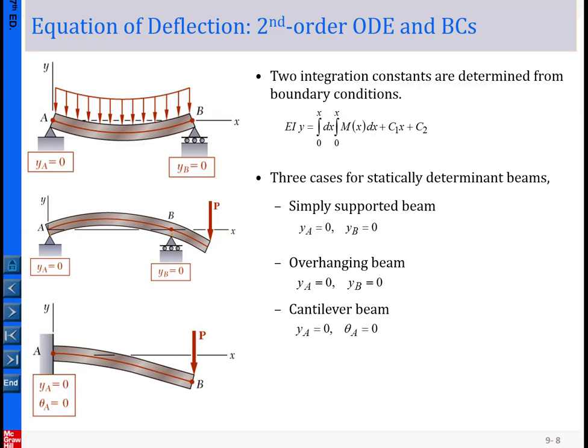For this case, this is the cantilever beam. At the clamp site, the deflection doesn't allow to move, so it equals 0. And for the slope, the tangent at the clamp site is horizontal, so theta, the slope, equals 0. Using these three examples, we demonstrate the general steps and how to identify appropriate boundary conditions for solving C1 and C2.